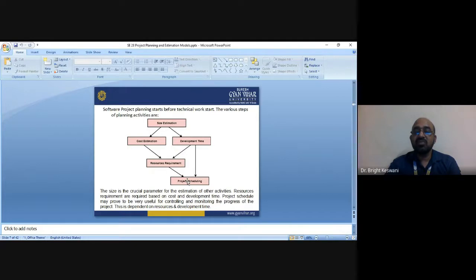Scheduling is important, but it is based on the size estimation. So when you calculate the size of the product accurately, you can easily calculate or estimate the cost, time, and required resources also. The size is the crucial parameter for the estimation of other activities. Resource requirements are based on cost and development time, and the project schedule may prove to be very useful for controlling and monitoring the progress of the project. And this is dependent on resources and development time.